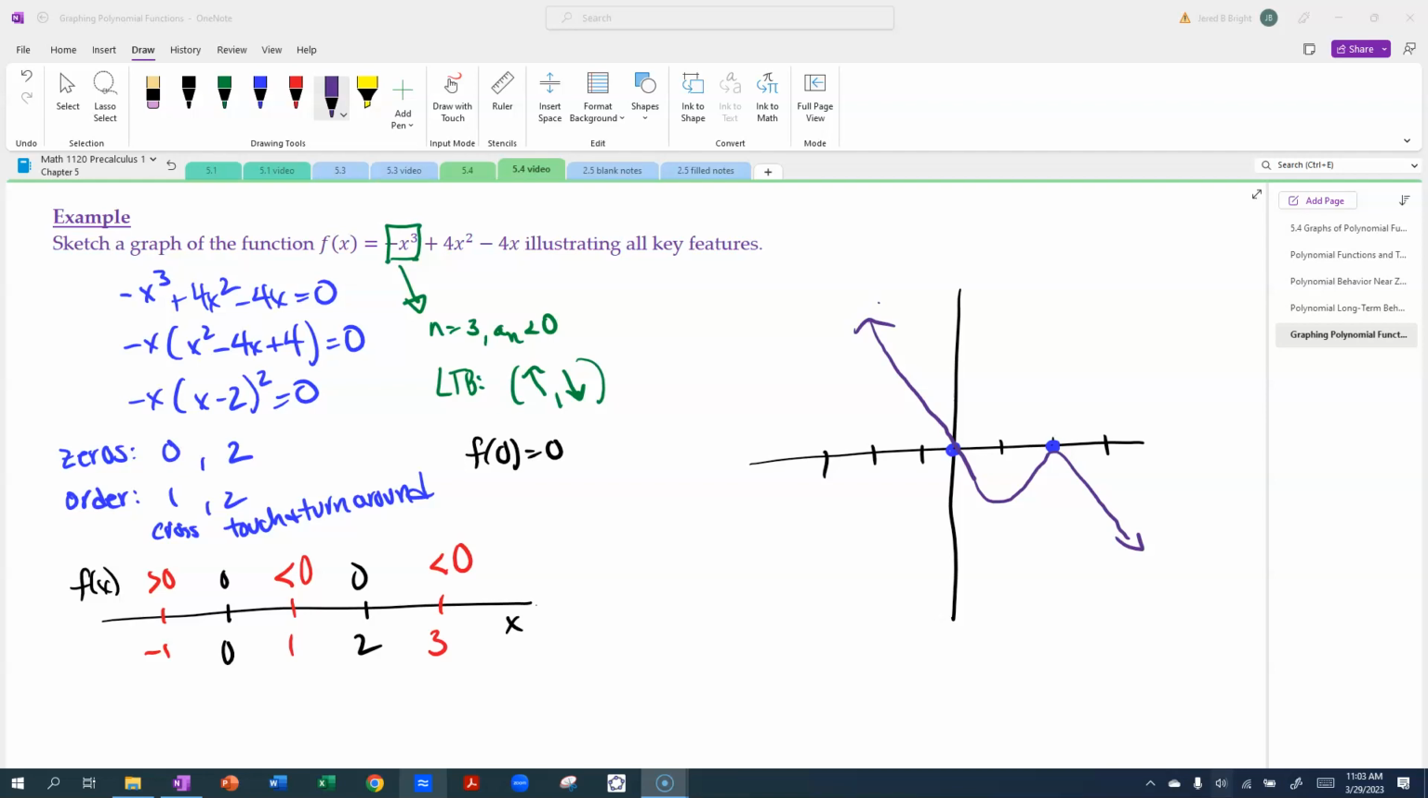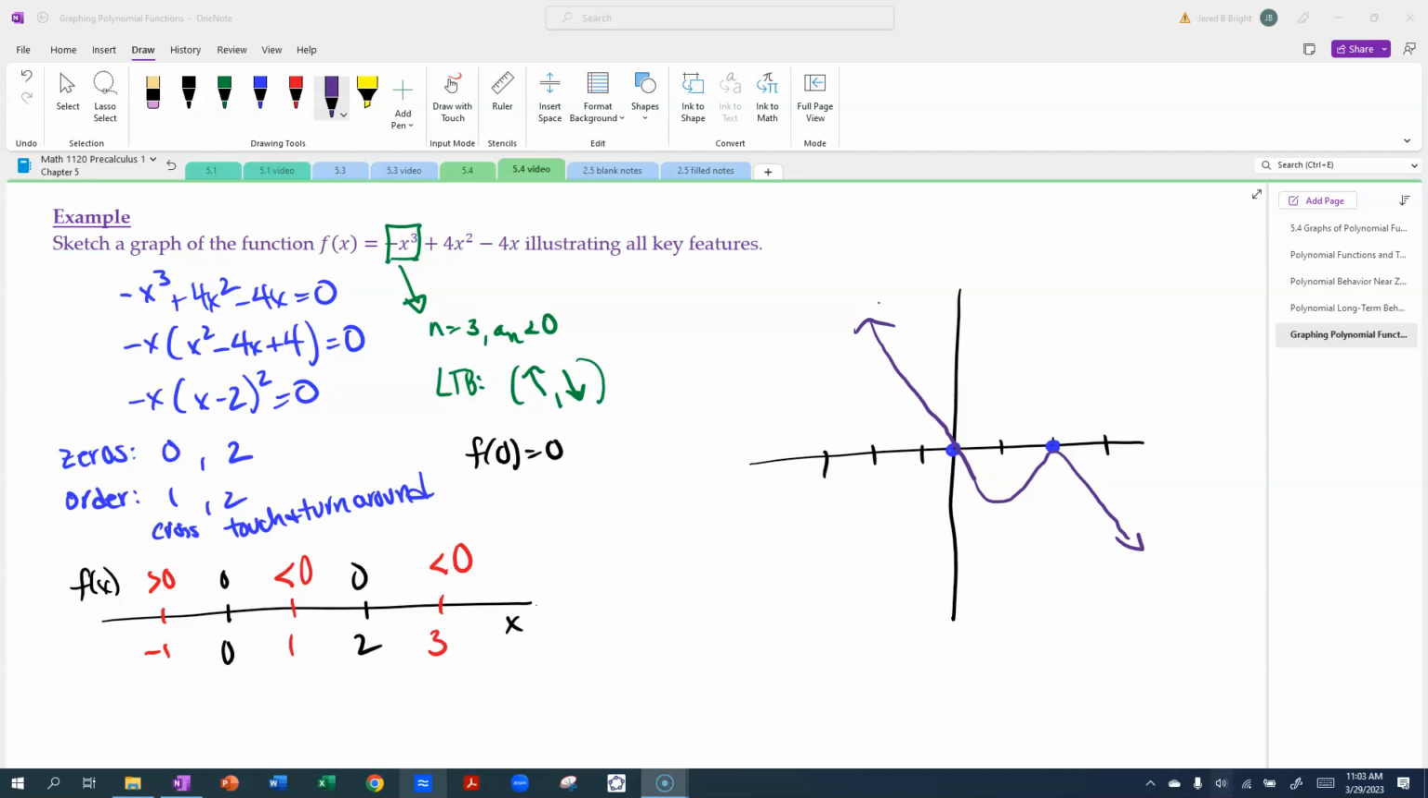After this, I looked at the leading term. It's negative x cubed, where n is 3 and a_n is less than 0. That means the long-term behavior, LTB, has arrow notation up and down. I also know that the intercept is at 0, 0. Then I put it all in the graph. At 0, I made sure it crossed through. At 2, I made sure it touched and turned around. It's positive before 0, negative between 0 and 2, and negative thereafter.